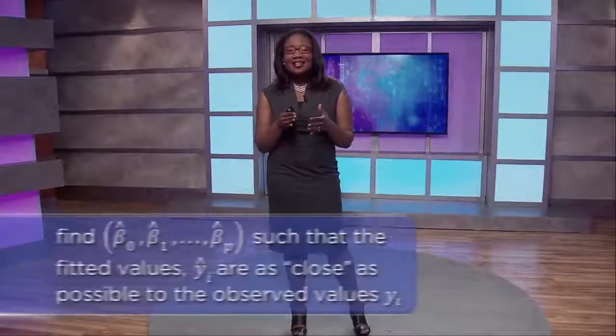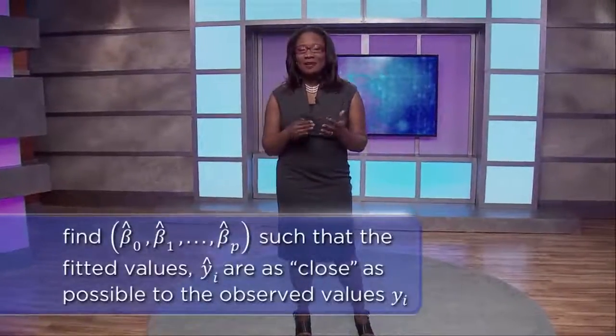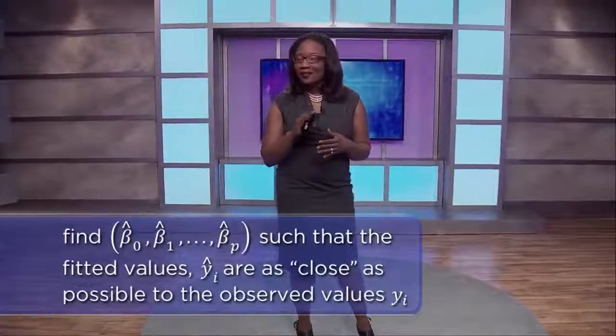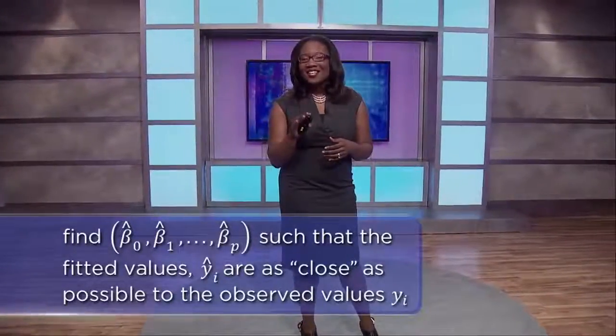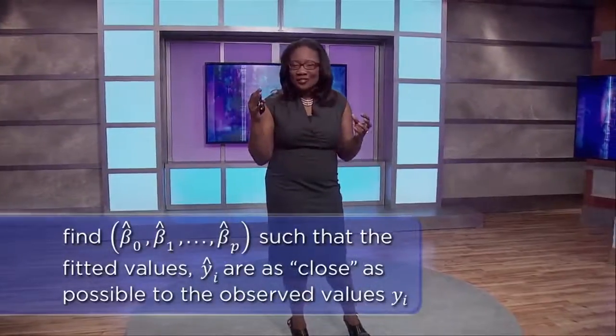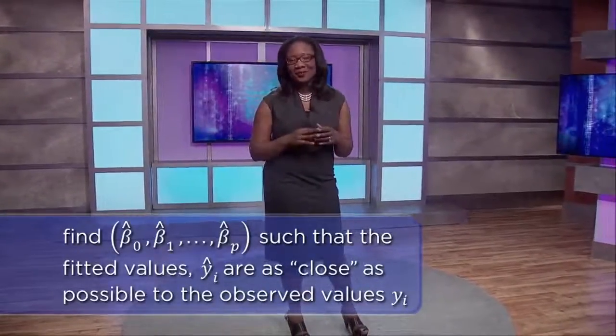Now, as in the case of simple linear regression, we want to find the equation of the line that best fits the data. So in this case, it's going to mean that we're going to find beta naught, beta 1 out to beta p, all of those hats, such that the fitted values, yi hat, are as close as possible to our observed values, y sub i.